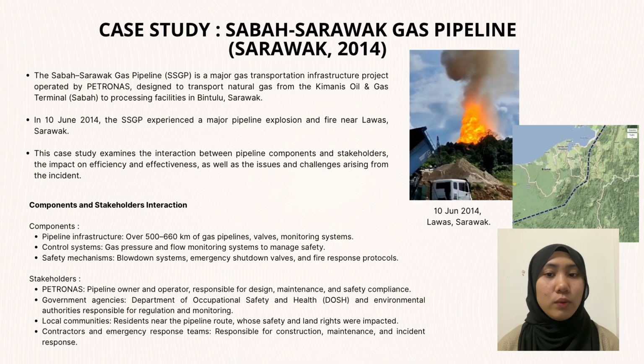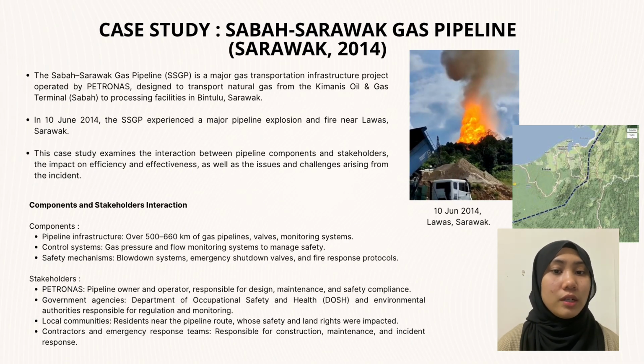For stakeholder, we have Petronas, which is pipeline owner and operator responsible for design, maintenance, and safety compliance. For government agency, Department of Occupational Safety and Health and environmental authorities responsible for regulation and monitoring. Local communities, residents near the pipeline route whose safety and land right were impacted. Lastly, contractor and emergency response teams responsible for construction, maintenance, and incident response.